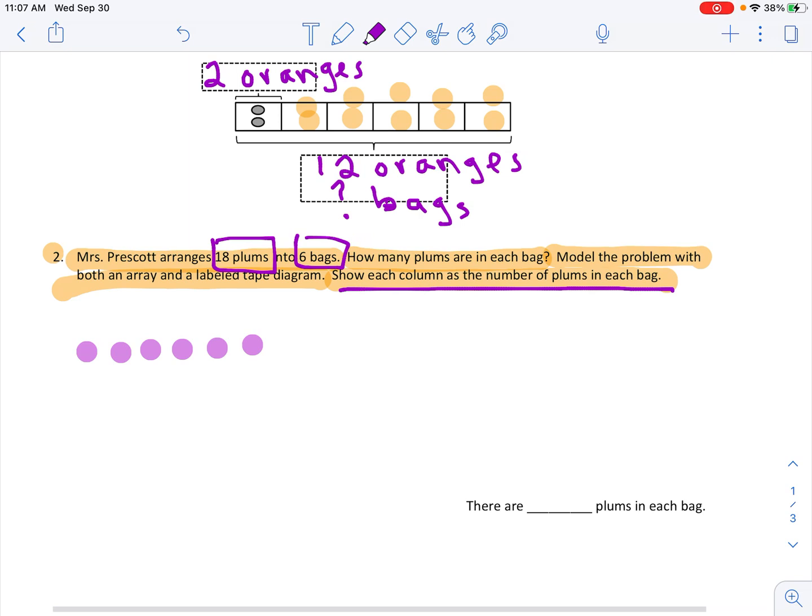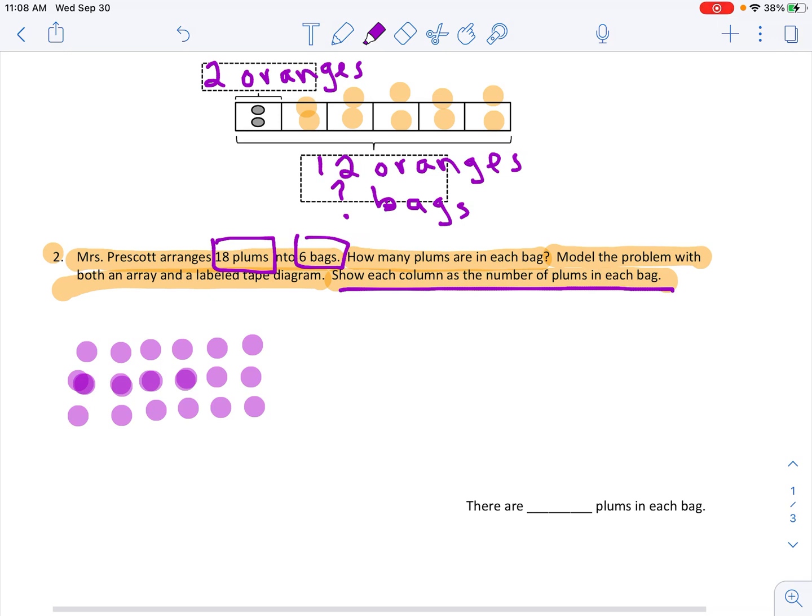So far he's used 6 plums in 6 bags. So he's got more plums. He's got 7, 8, 9, 10, 11, and 12 plums he's used now. He still has more plums. He's going to go back and add them to the bag. 13, 14, 15, 16, 17, 18. That's what the array would look like.